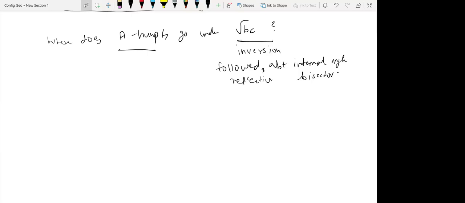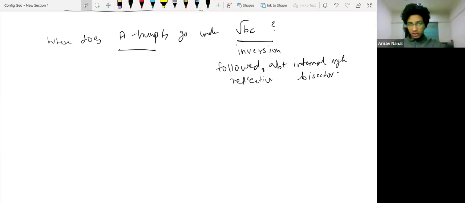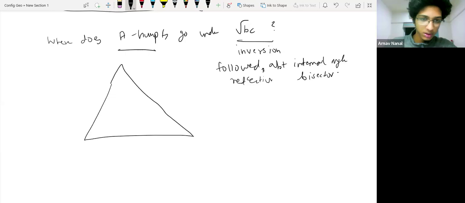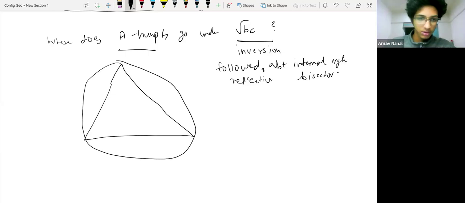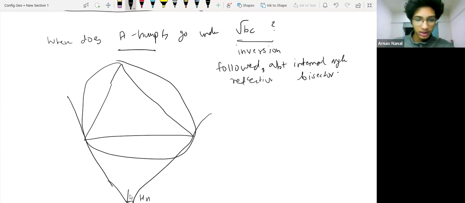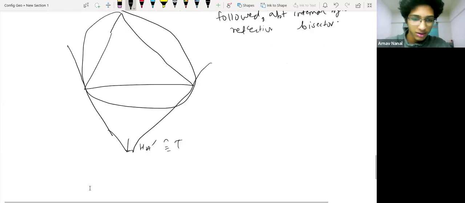If AHAB is tangent to BC, doesn't it mean that circle will become a line parallel to BC? But the line BC won't remain line BC anymore, right? Line BC will go to circle ABC. Oh yes, so it'll become a line tangent to circle ABC. Yes, that's true. So it just becomes the meeting point of the two tangents. This is HA dash, which I think we defined to be T earlier. So it goes to the intersection of tangents at B and C.